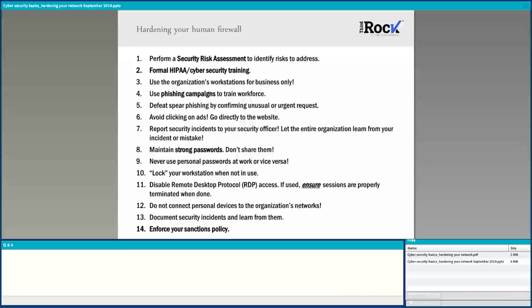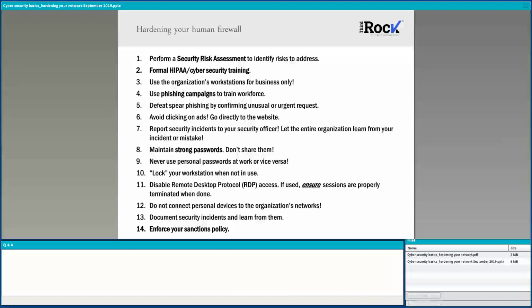So we talk about ourselves. One of the things I like to enforce with people is you're a human firewall. You're a person who can help protect your organization. So we encourage everybody in their organization to participate and support a security risk assessment and identify those risks and look at how to minimize them. Everybody should have formal cybersecurity training. You need to be up to date on what's going on out there. Phishing campaigns to workforce to train them to not click on those suspicious emails.